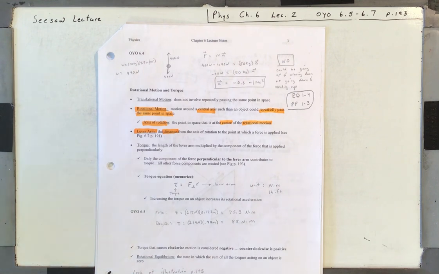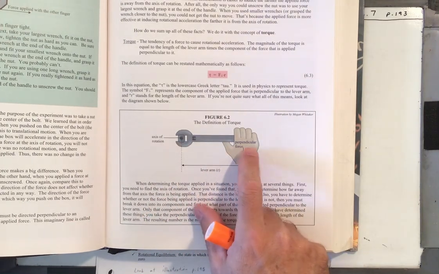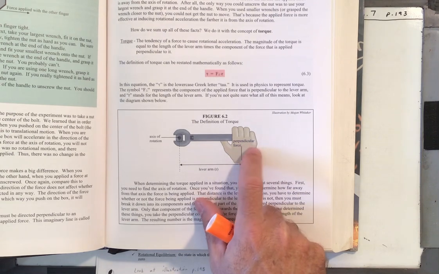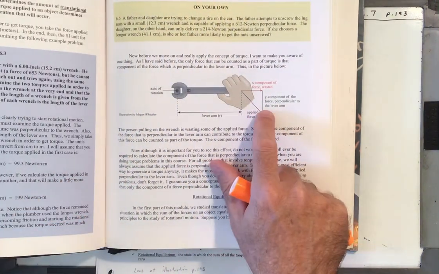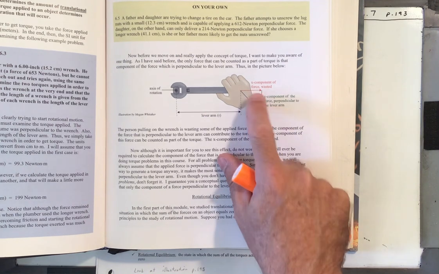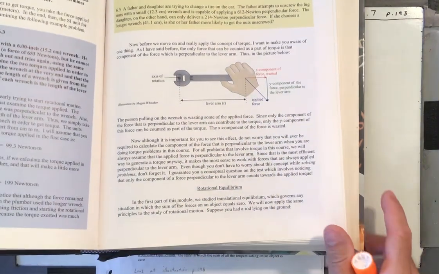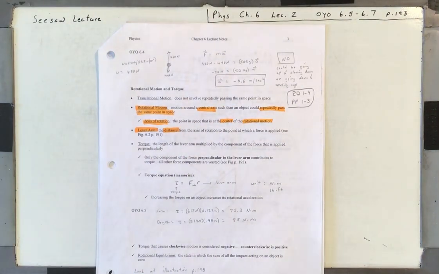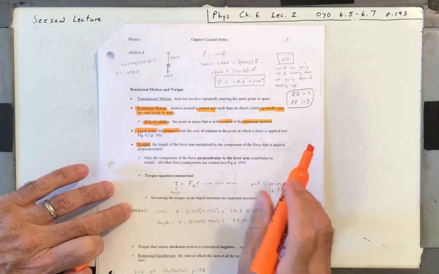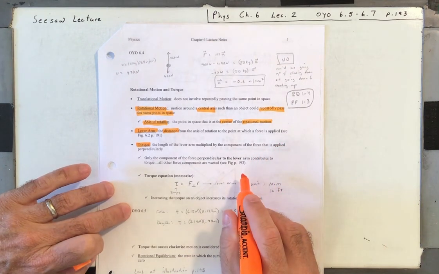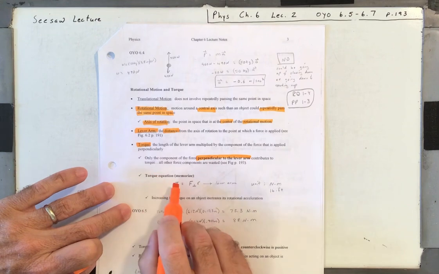If you flip back to page 191, you can see that the lever arm is the distance between the axis of rotation and where the force is applied, and it's the perpendicular force. If you were to yank on that wrench, not perpendicularly but at an angle, then the x component of the force is wasted. It's only the y component, perpendicular to the axis of rotation, that counts as a force. That brings up torque: the length of the lever arm multiplied by the component of the force that is applied. We'll do a torque equation in just a minute. Only the component of the force perpendicular to the lever arm contributes to the torque.